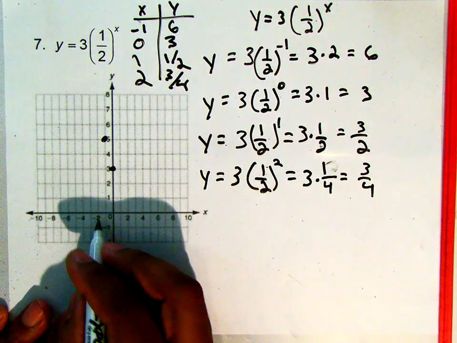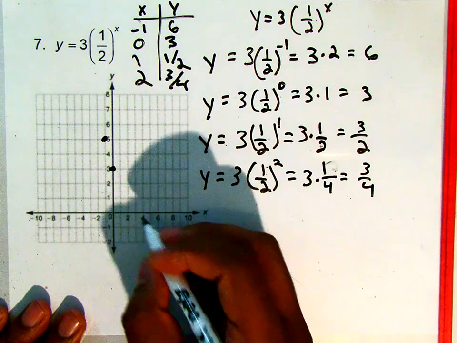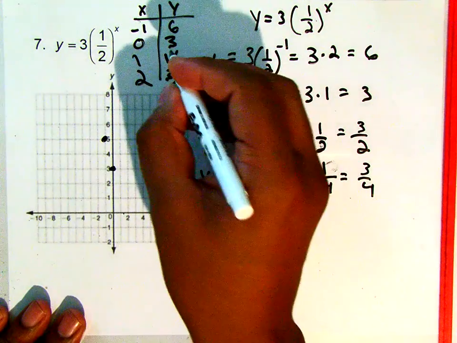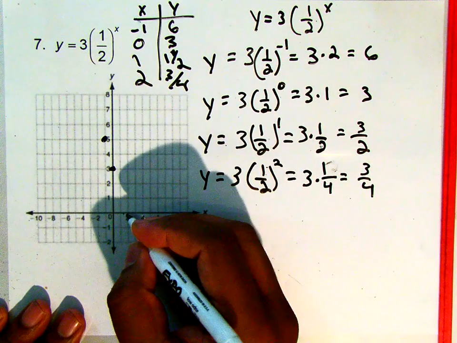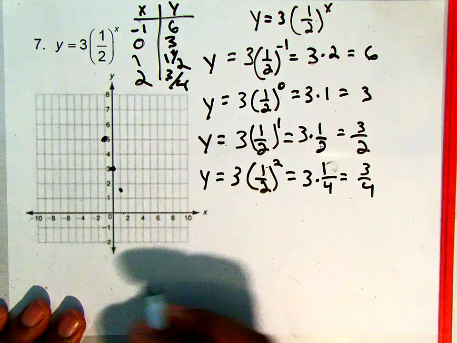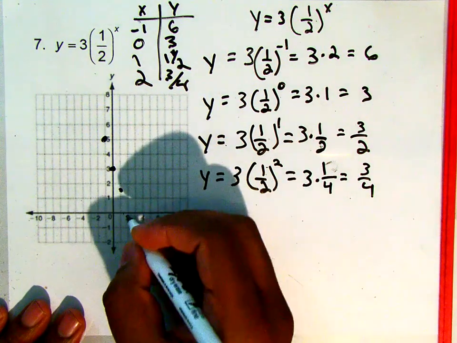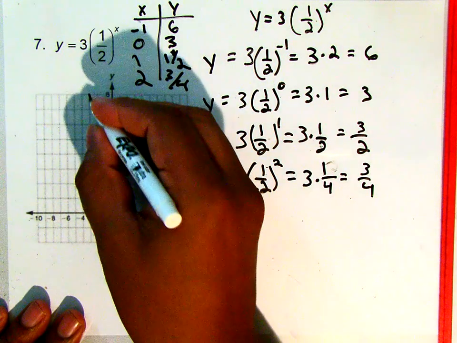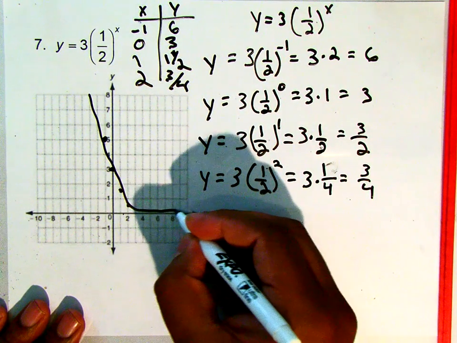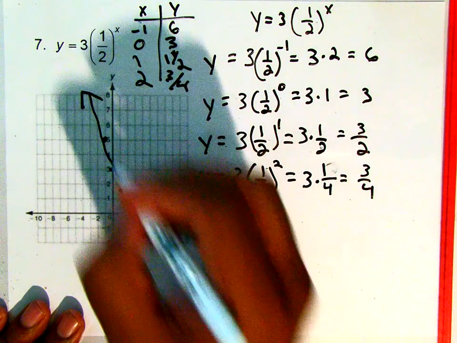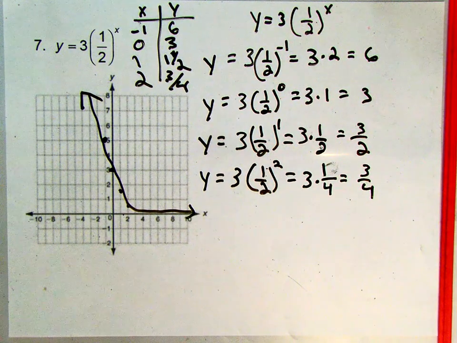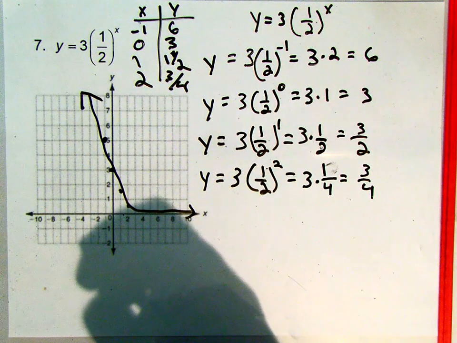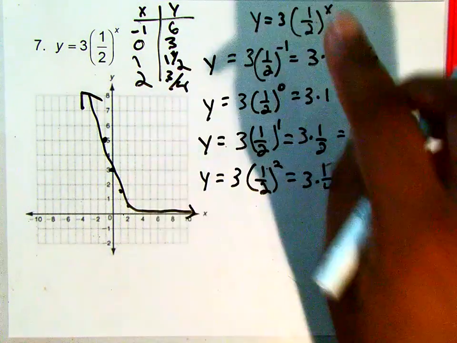And what happens there is I'm going to go ahead and graph. So at 1, it's 1 1/2, about right here. And at 2, it's 3/4, about right here. And what happens, it'll keep on going down off the graph, like so. So notice when you have 1/2, it goes down, and when it's a whole number, it goes up.